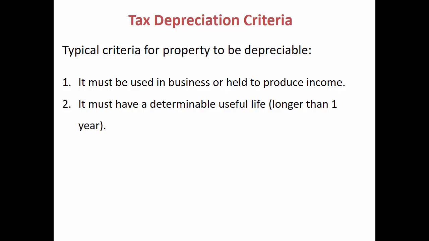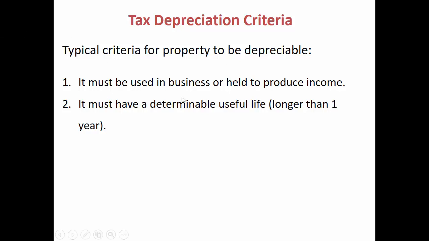Now, not everything can be depreciated. Certain property or purchases by a business can't be counted towards depreciation. And so, for instance, an item has to be used to produce income before it can be depreciable. And so if you buy meals at a restaurant, that wouldn't meet the criteria because it's a personal expense and it's just for your own consumption. It's not necessarily to produce income.